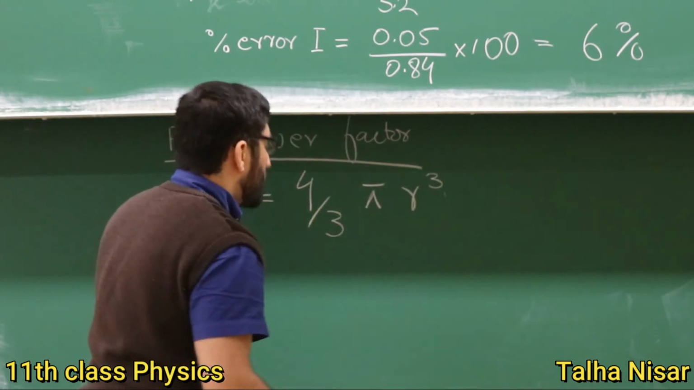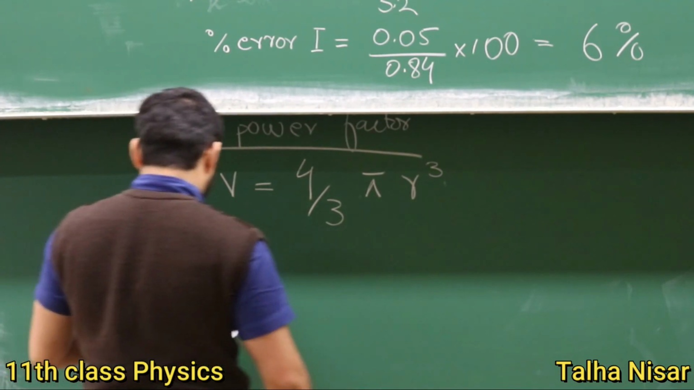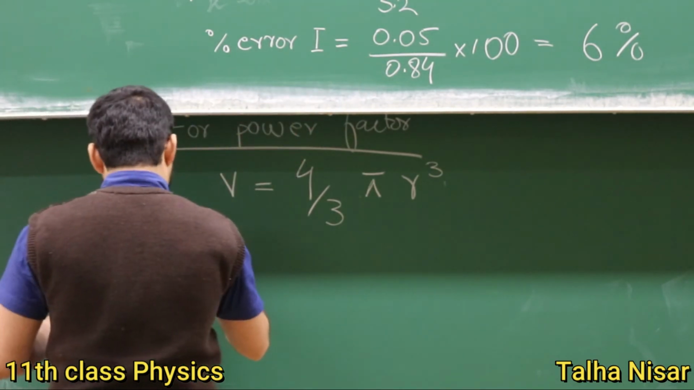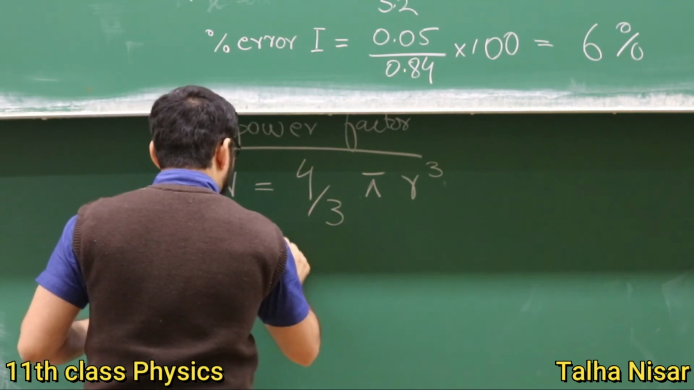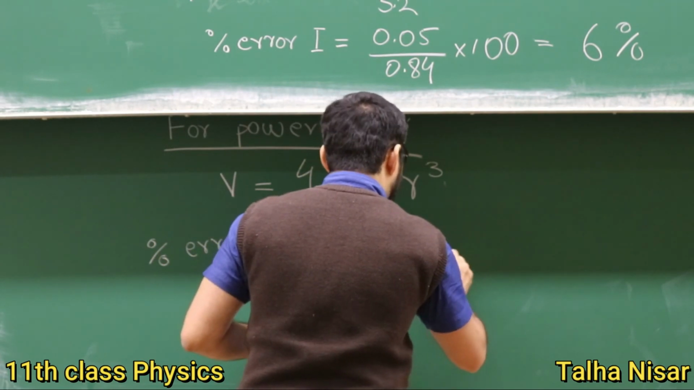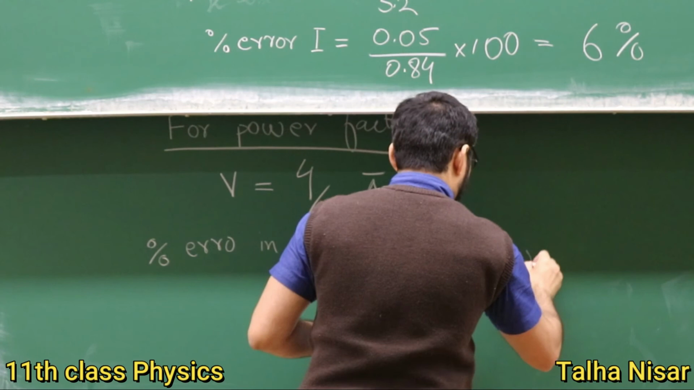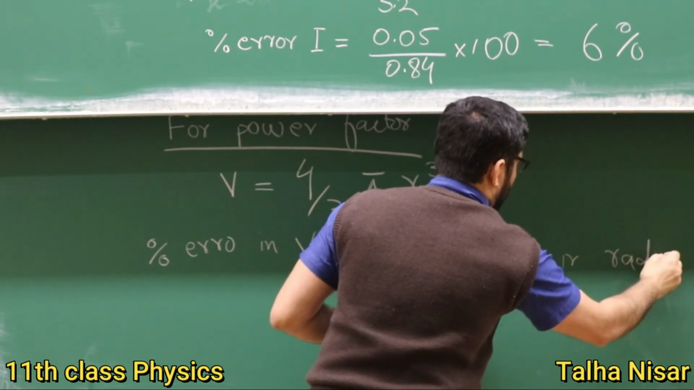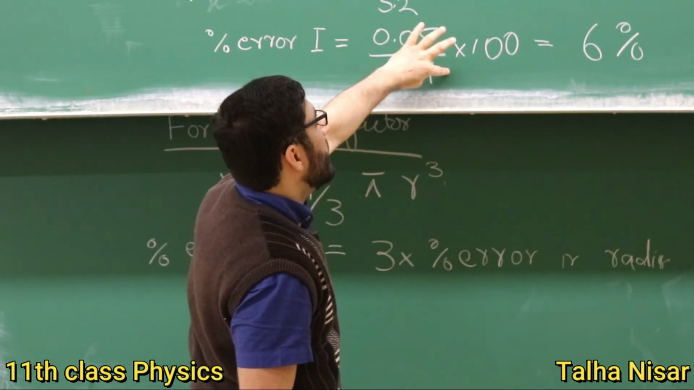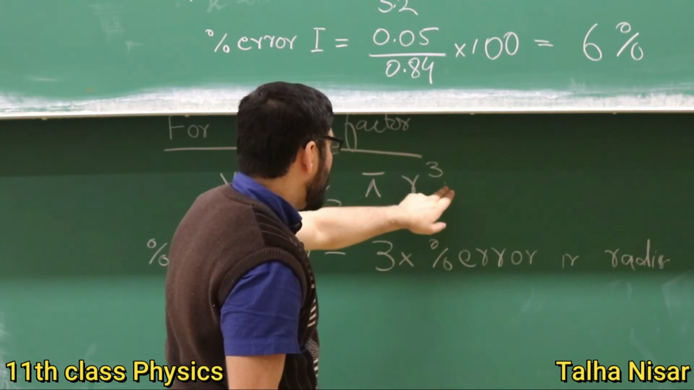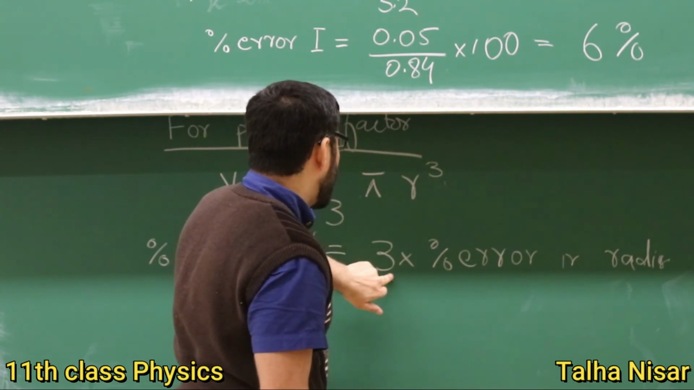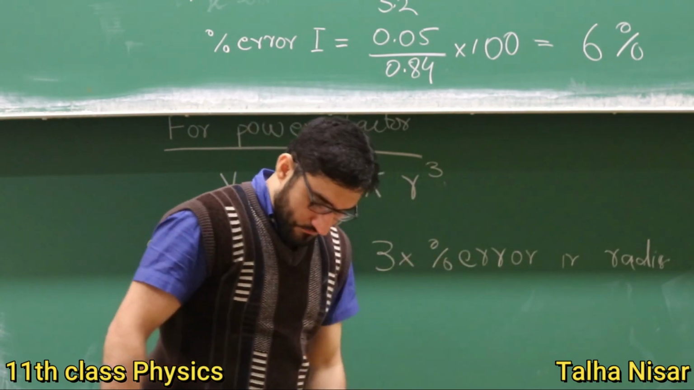But there is a power there. So how do we deal with the error here? We have to calculate the percentage error in a similar way. The percentage error in V is equal to 3 multiplied by the error in radius. So we just calculate the percentage error in the same way as we did here, and then we multiply that with the power. For example, if it's square here, then we multiply it with 2. If it's 4, we multiply it with 4. But here it's 3, so we multiply it with 3.